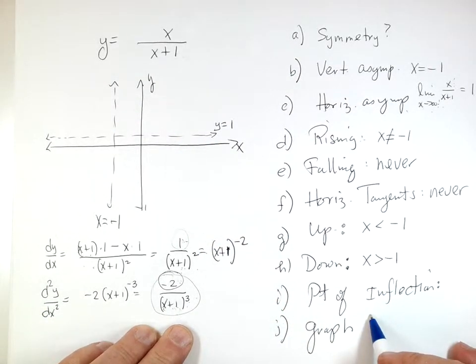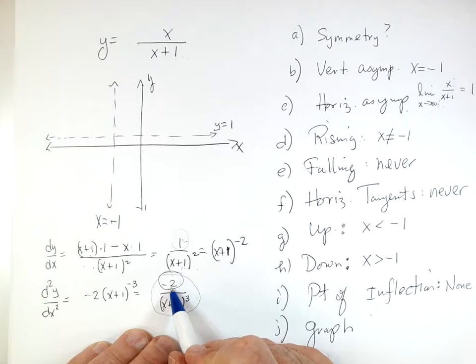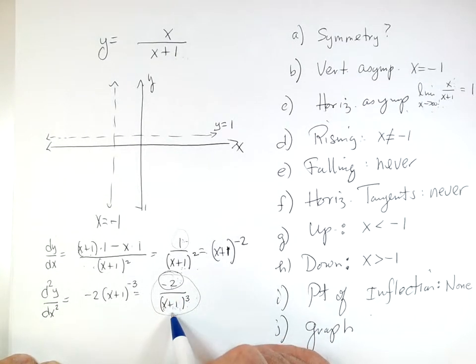That would not be a point of inflection. We have no point of inflection. There are none, because there's no x value that causes this numerator, negative 2, to be 0. To be a point of inflection, you have to have that second derivative equal to 0, and this is never equal to 0. Okay? The graph then, let's do the graph.